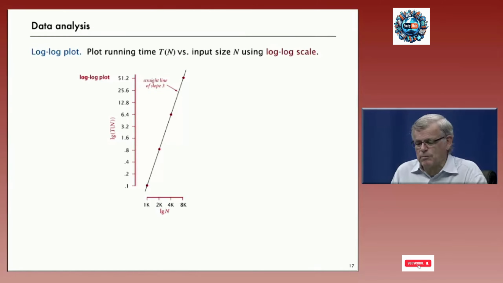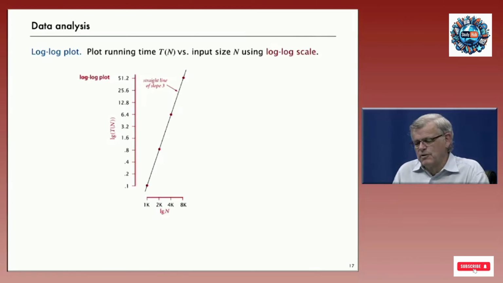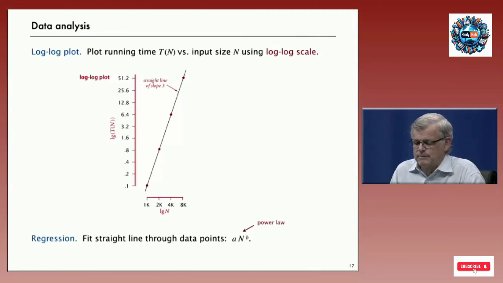If you do it as a log-log plot, very often you'll get a straight line. And the slope of the straight line is the key to what's going on. In this case, the slope of the straight line is 3. And so you can run what's called a regression to fit the straight line through the data points. And then it's not difficult to do the math to show that if you get a straight line and the slope is b, then your function is proportional to n to the b. That's called a power law.